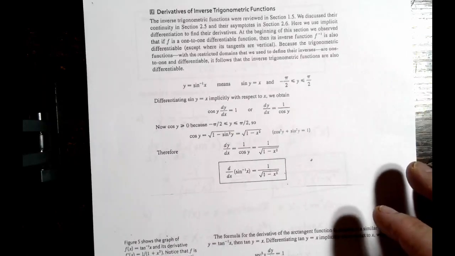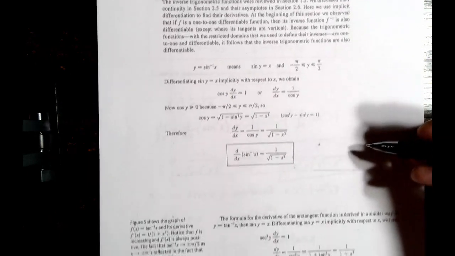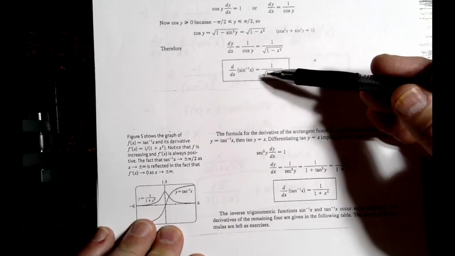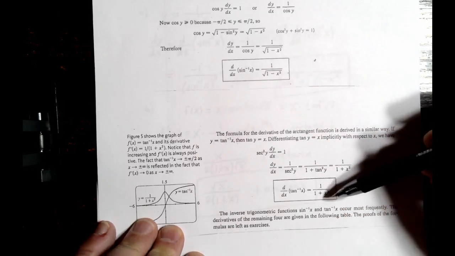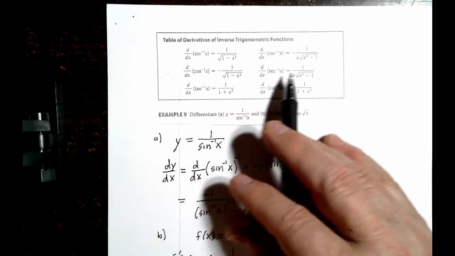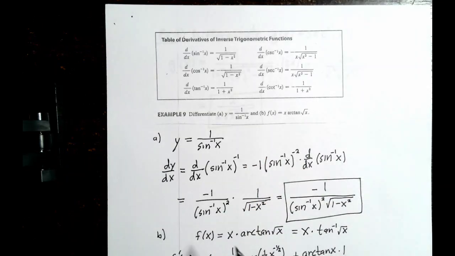Here they talk about how they calculate the derivatives of the inverse functions. You can look through this if you want. It talks about the derivative of sine inverse and the derivative of tangent inverse. But here are the 6 basic rules for the inverse functions. You don't have to memorize these. I will provide those for you.